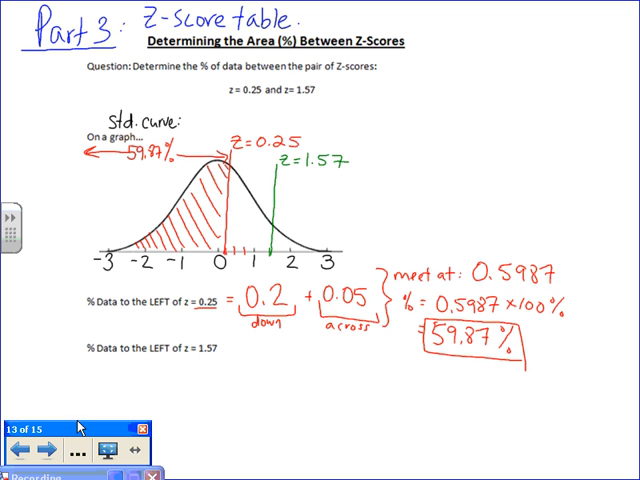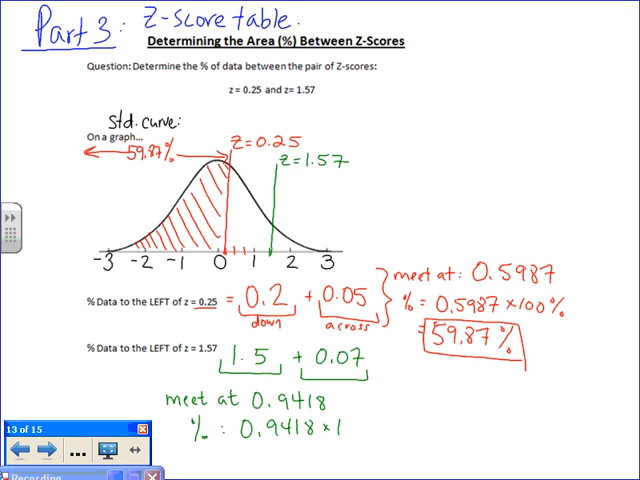Great. Let's do the same thing for the other z-score, 1.57. Again, I look up the first 2 digits, 1.5. I look down, and the last digit is 0.07, so I look across the top row for 0.07 and find where they meet. I come to the center of my table and I see that they meet at 0.9418. As a percentage, that's 0.9418 times 100%, which gives me 94.18%.